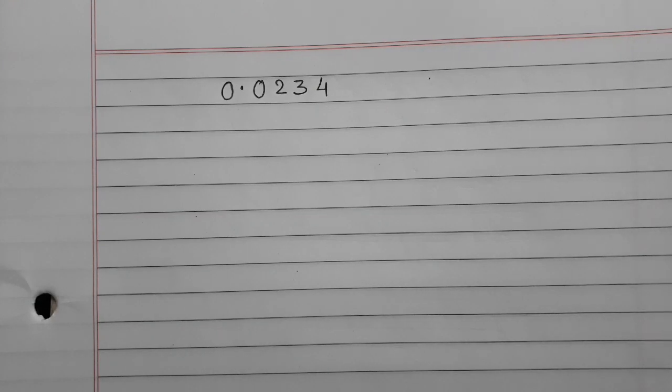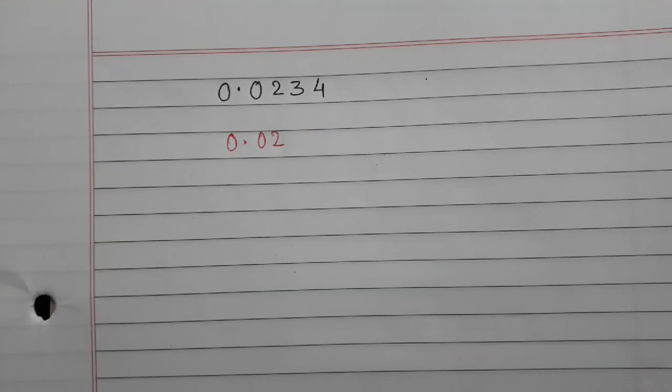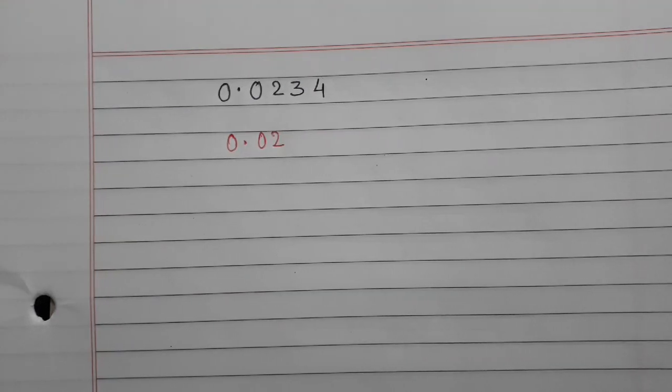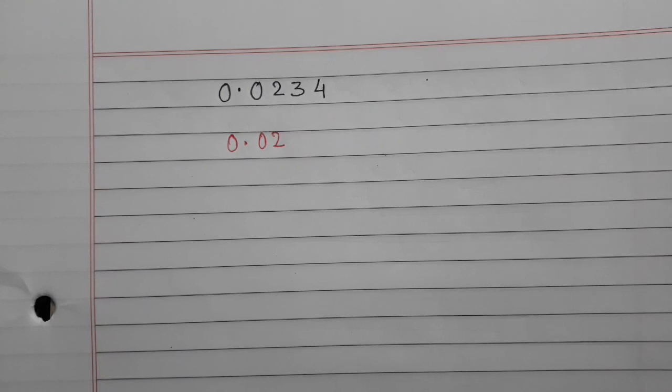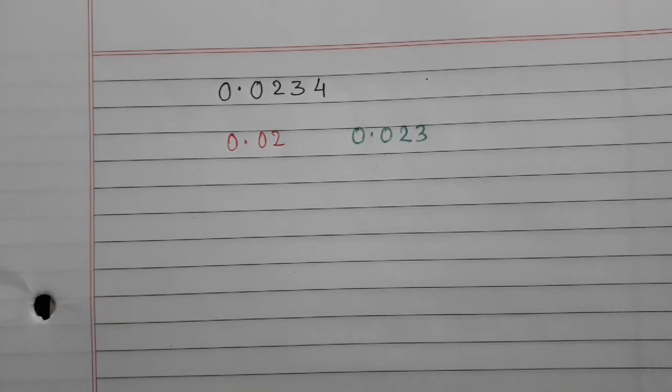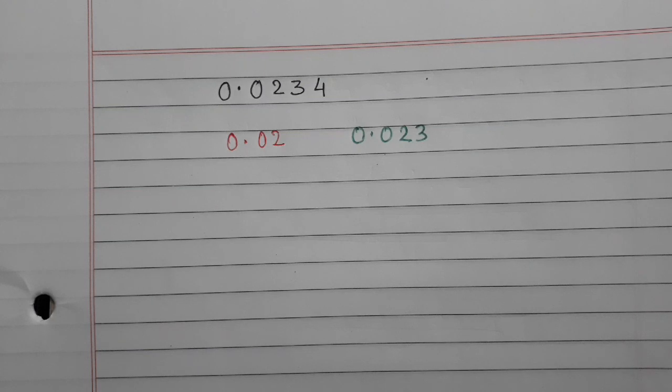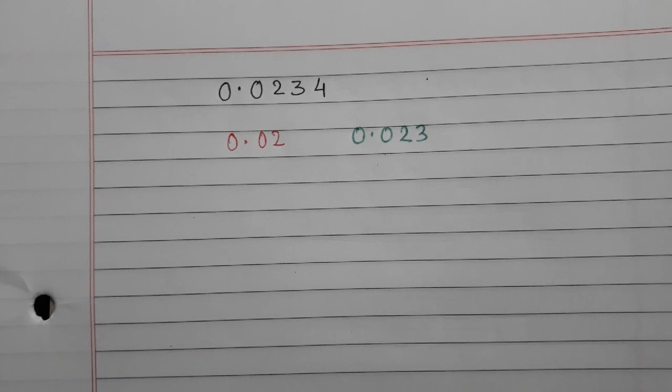Now let me tell you the difference between up to 2 decimal places and up to 2 significant figures. In this example, 0.0234, if I talk about up to 2 decimal places, then the answer will be 0.02. But if I talk about 2 significant figures, then the answer will be 0.023, because here 2 and 3 are carrying the meaningful contribution. Zeros are not carrying the meaningful contribution. But 0 after any non-zero number will carry a meaningful contribution.